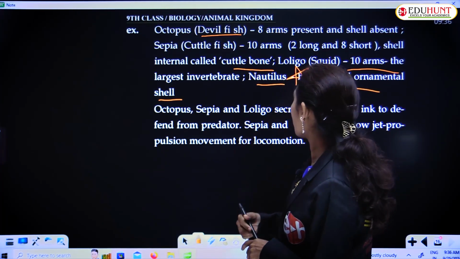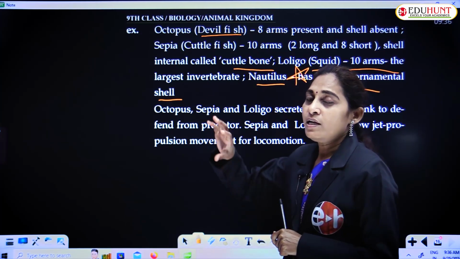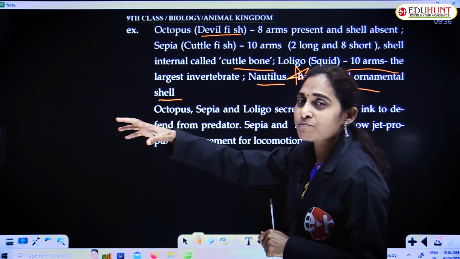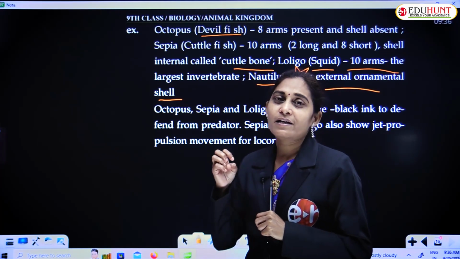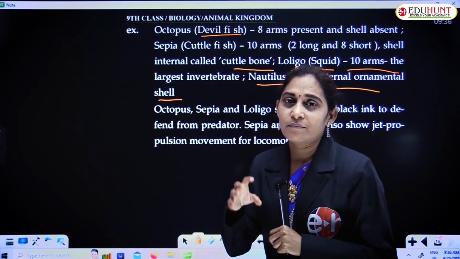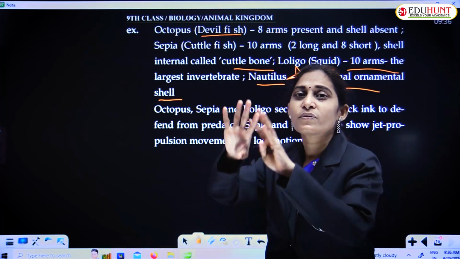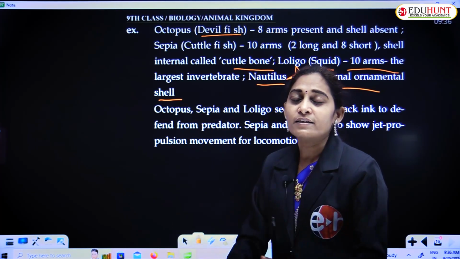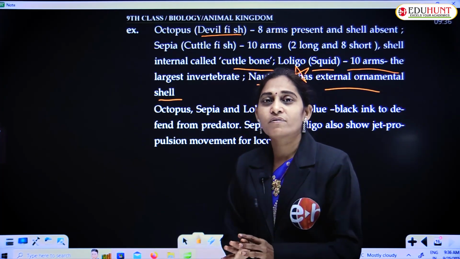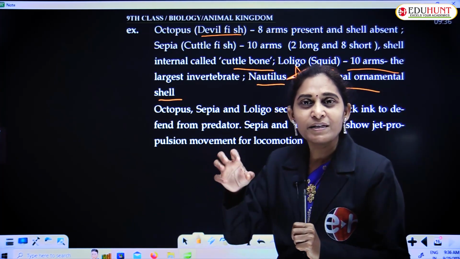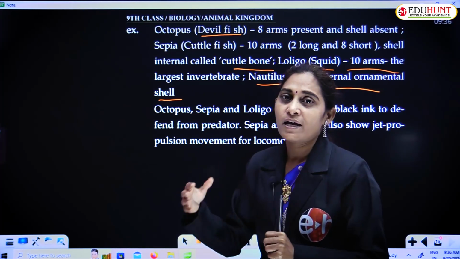Octopus, sepia and loligo have blue-black ink glands. What is that? If any enemy comes closer to the octopus or sepia, they immediately secrete the ink. Immediately the ink gland secretes the ink and releases it into the surrounding water. Then the water becomes cloudy. Nothing appears there. Immediately the squid or octopus escapes.